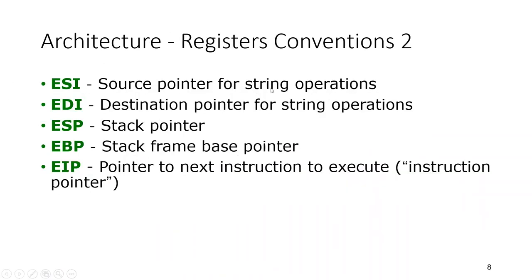And there are other registers: source index, destination index, stack pointer, frame pointer or base pointer, and instruction pointer. ESI is the source index for string operations. So if you want to copy some part of one string to another string, you can name it as source index, destination index, and ESP is the stack pointer.